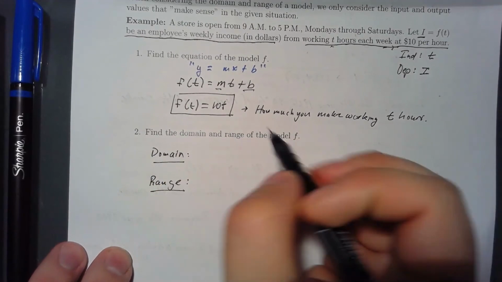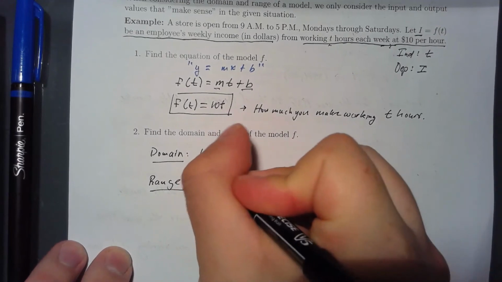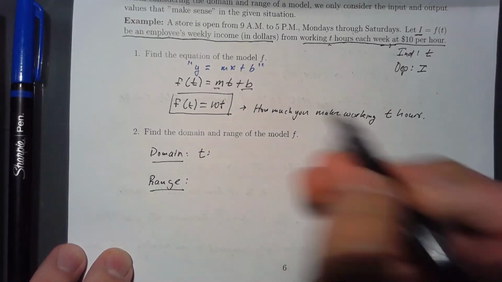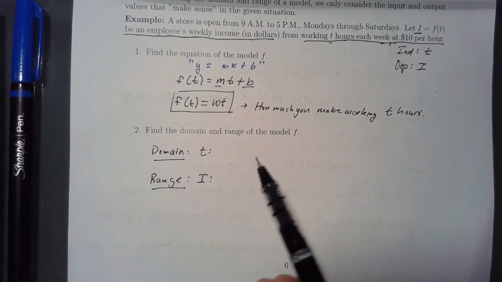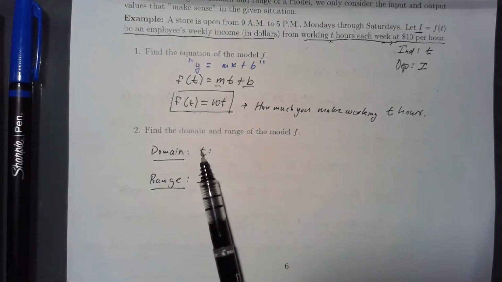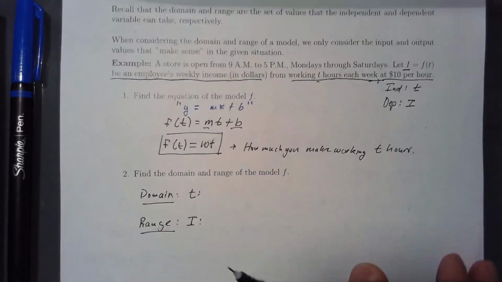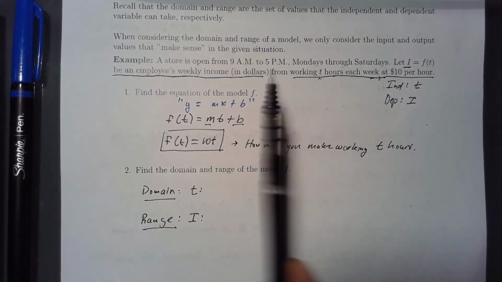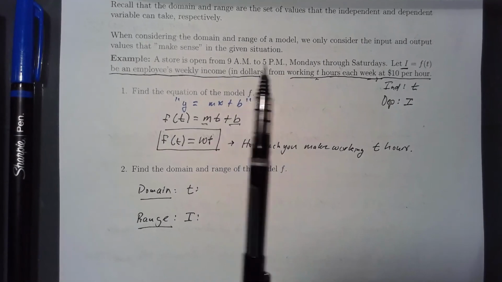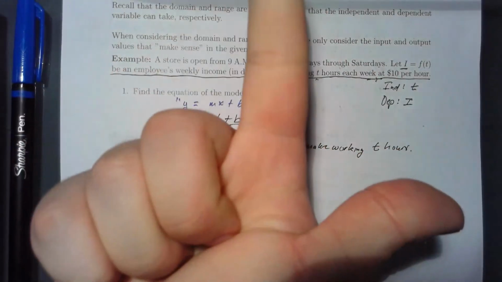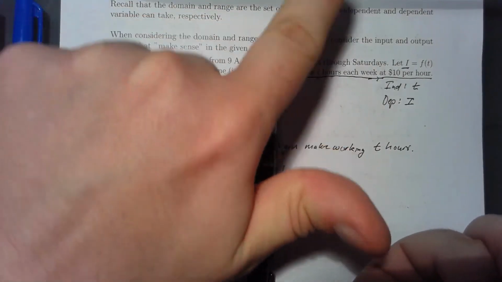So the domain is the set of all values for T, right? And the range is the set of all values for my dependent variable, which is I. So how many hours can I work according to this problem in a given week? How many possible hours are there? Well, the store is open from 9 a.m. to 5 p.m. So that's 10, 11, 12, 1, 2, 3, 4, 5.